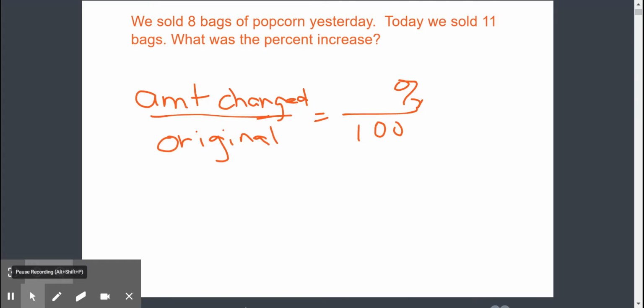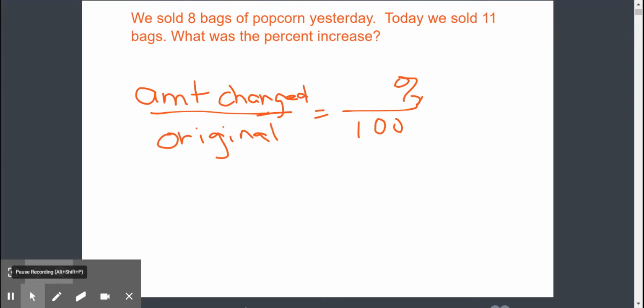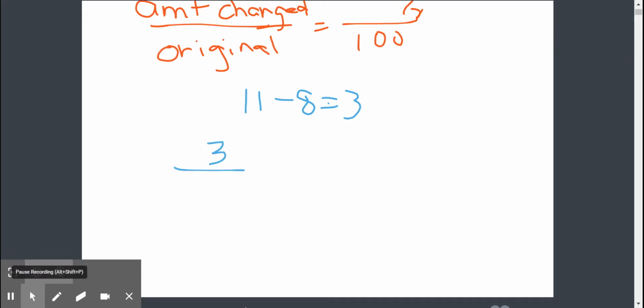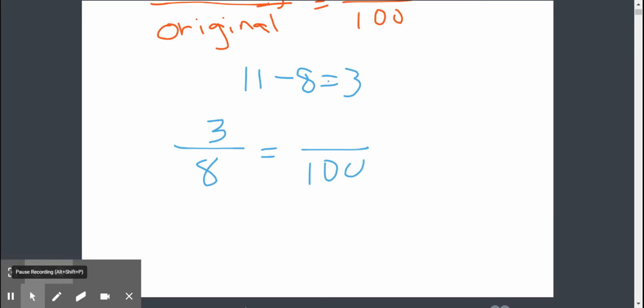So it says we sold 8 bags yesterday, and today we sold 11. How are we going to find the amount of change? We're going to take 11, our greater number, and subtract the lesser value. And what are we going to get? 3. So 3 is going to be the amount changed. And what's going to be the original? 8. The original is what we had yesterday, 8. Now we're going to turn 3 over 8 into a percent.